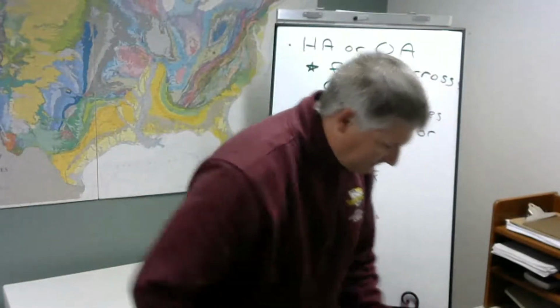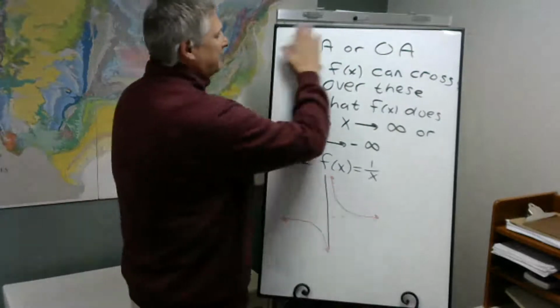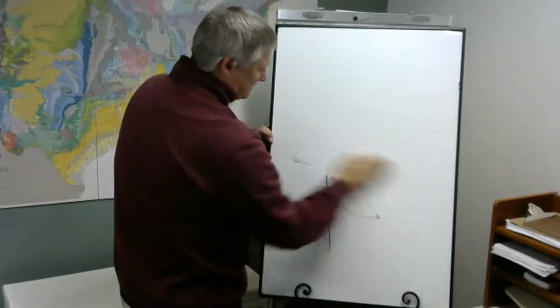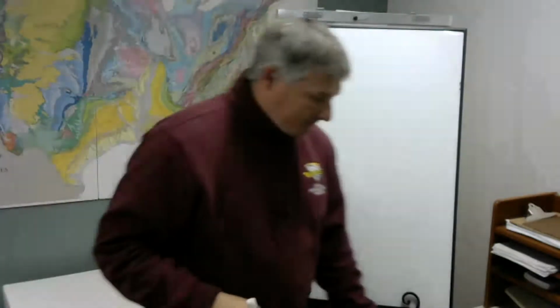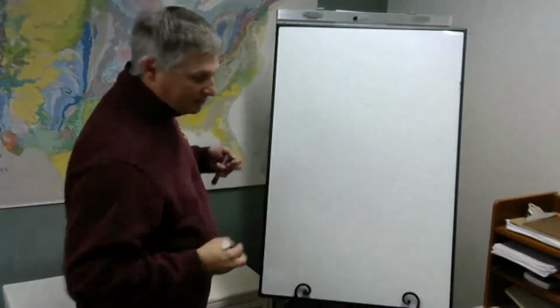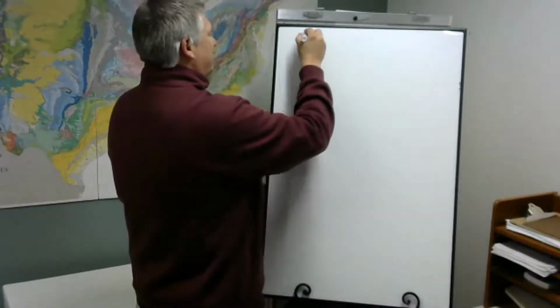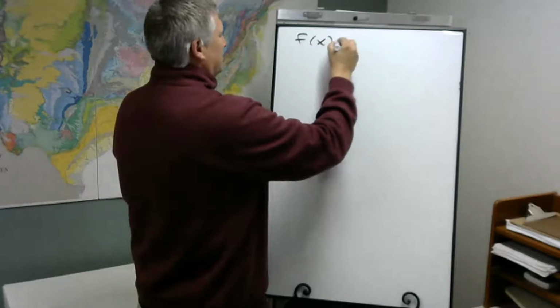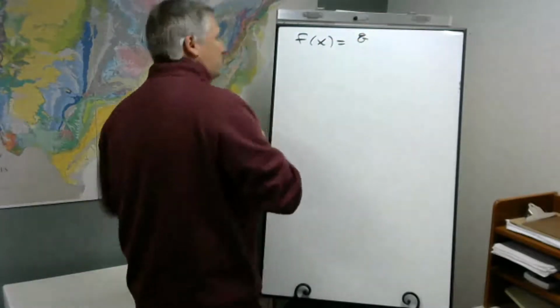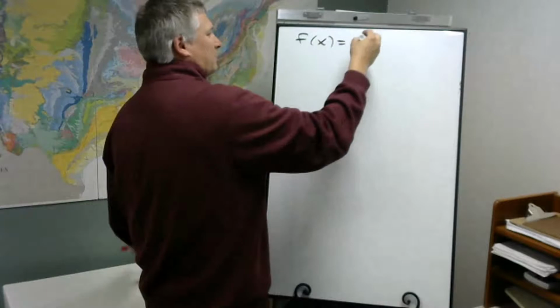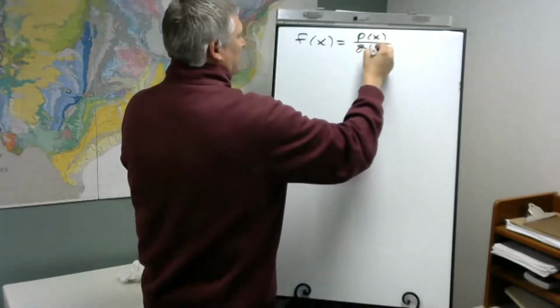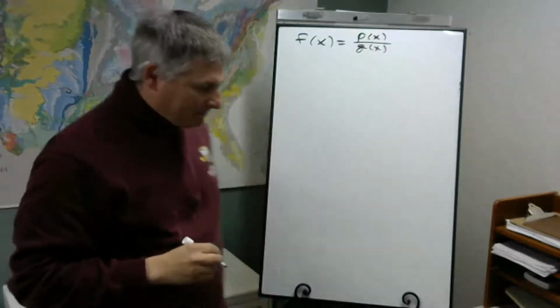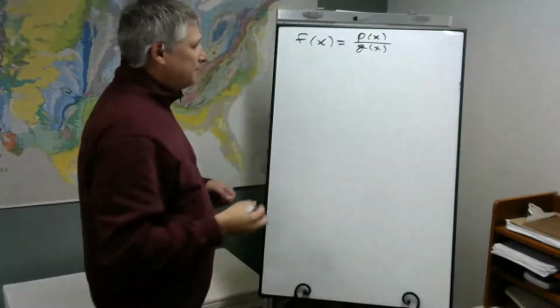Now, we have several scenarios, but there's 3 that we typically focus on for horizontal asymptotes and oblique asymptotes. Remember, f of x is p of x over q of x. So we're going to look at 3 scenarios.